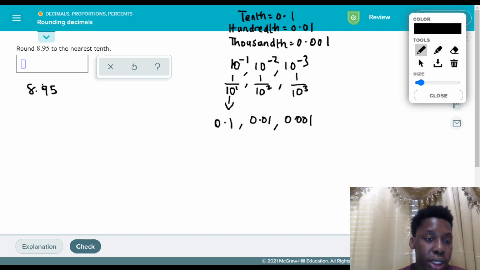We know this is the 10th position, because it's the number immediately after the decimal point, 9. So now we have to look at the hundredth. We look at the next number after the 10th, which is the 100th, and ask ourselves, is this number greater than or equal to 5, or is it less than 5? This number is equal to 5, and since it's equal to 5, we have to add 1 to this 9.